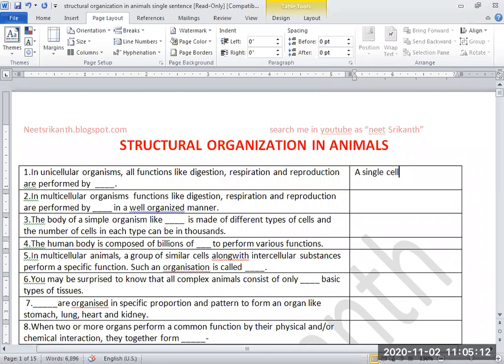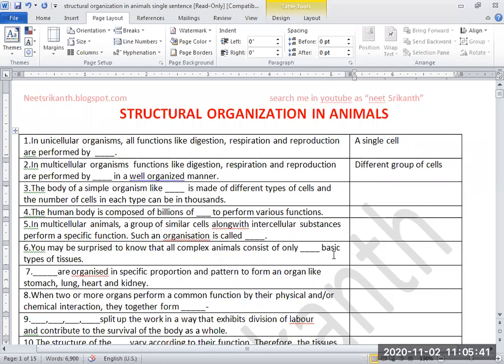In multicellular organisms, functions like digestion, respiration, reproduction are performed by dash in a well-organized manner. Groups of cells. Different groups of cells. Next, question number 3.